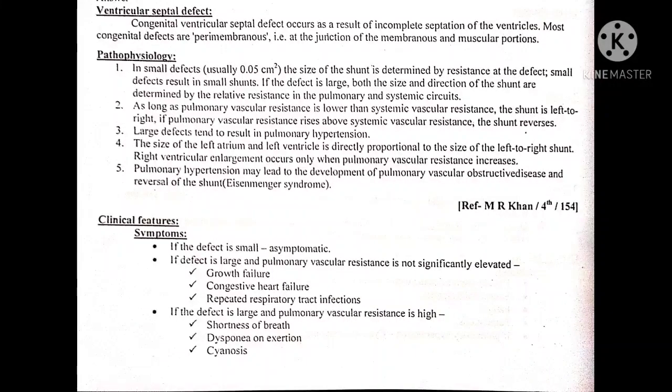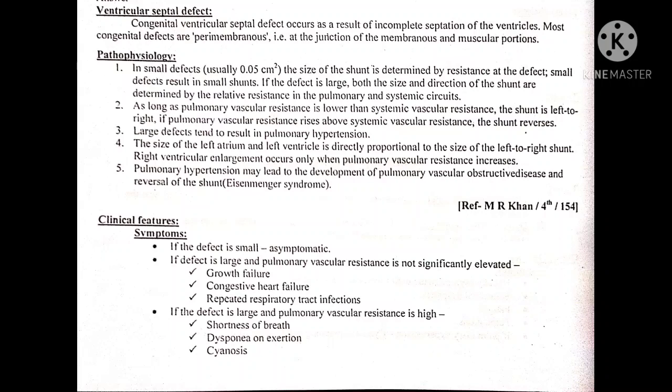Ventricular septal defect. What is ventricular septal defect? Congenital ventricular septal defect occurs as a result of incomplete septation of the ventricles. Most congenital defects are perimembranous, which means the defect is at the junction of the membranous and muscular portion.